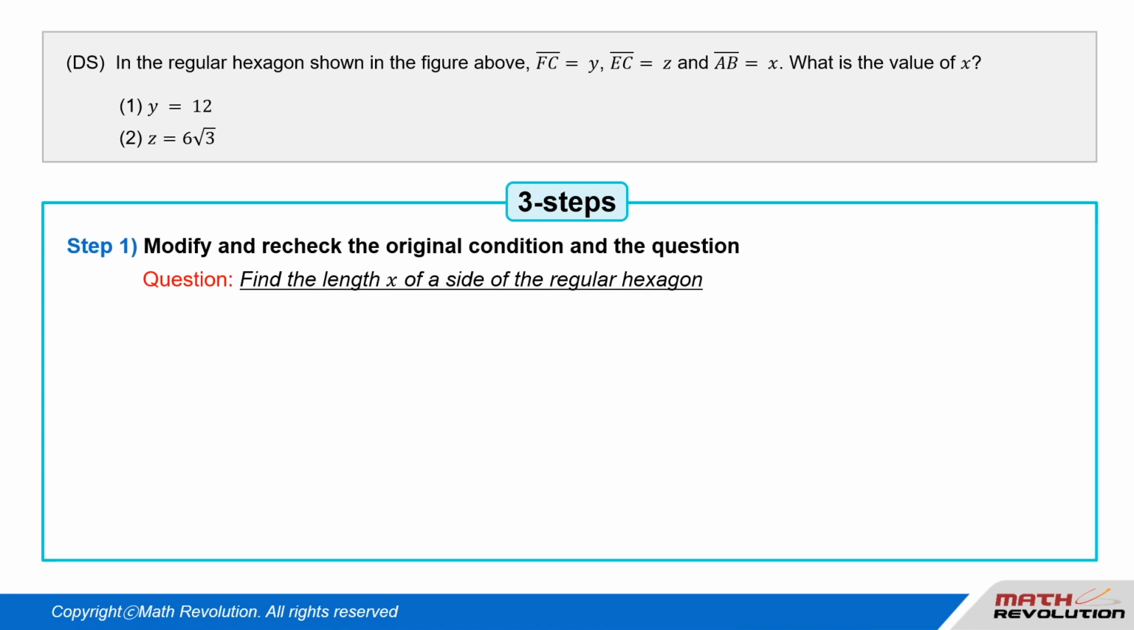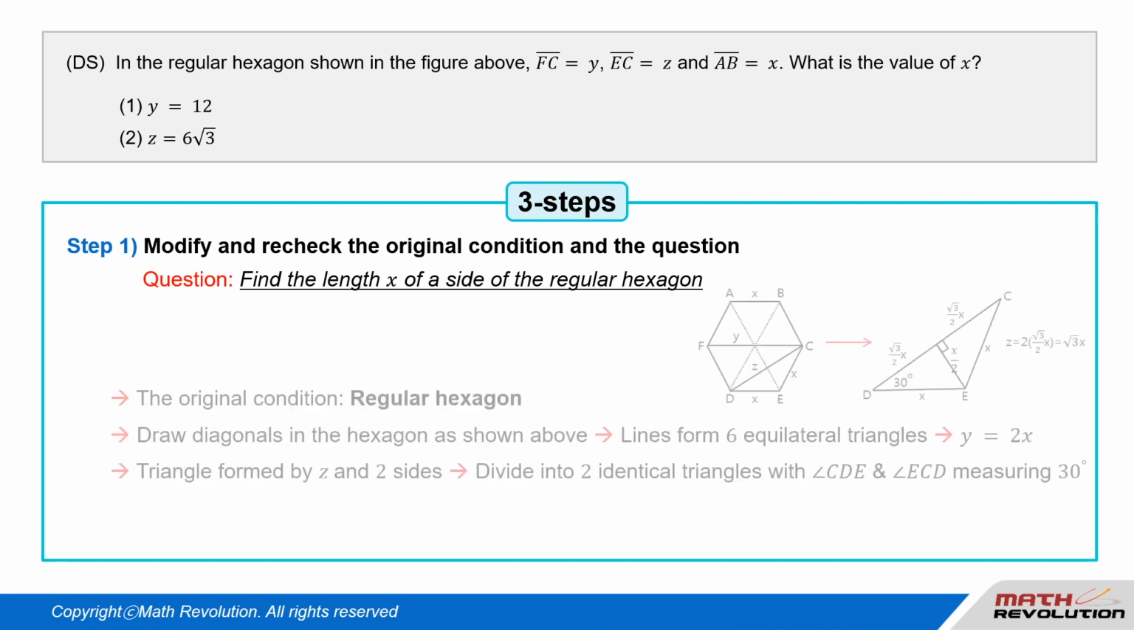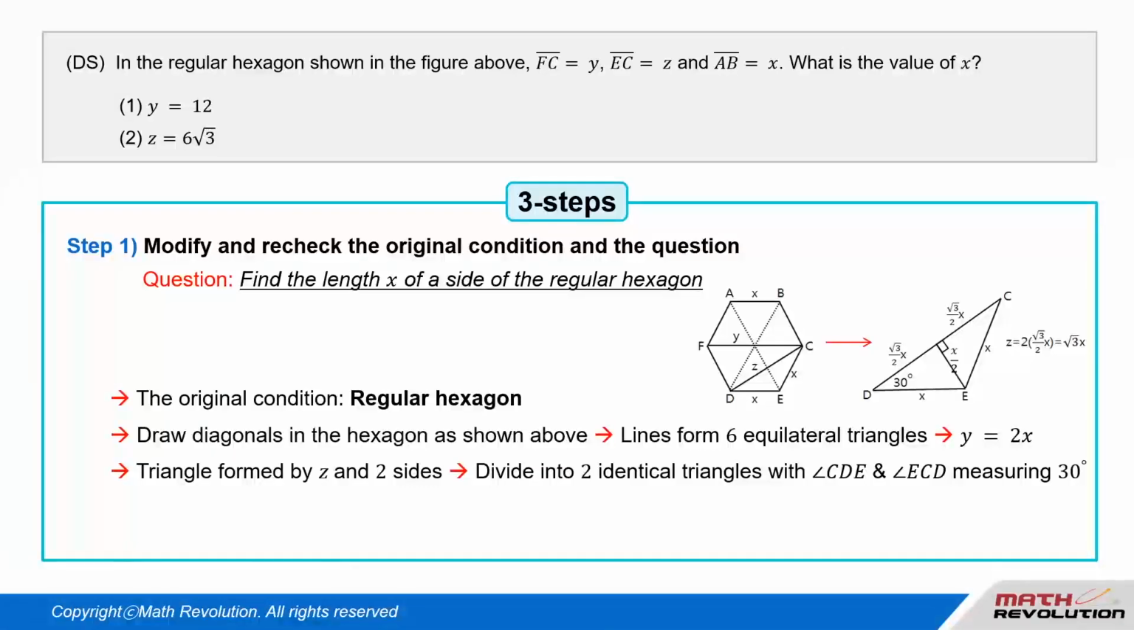We have to find the length x of a side of the regular hexagon. Let's modify the original condition and the question. The original condition gives us a regular hexagon. If we draw diagonals in the hexagon as shown above, the lines form 6 equilateral triangles within the hexagon. Thus, we get y equals 2x as shown in the figure above.